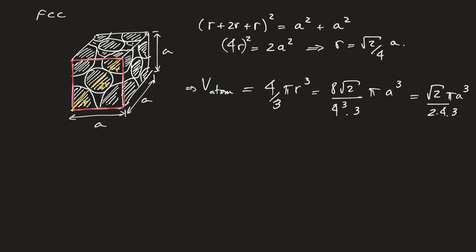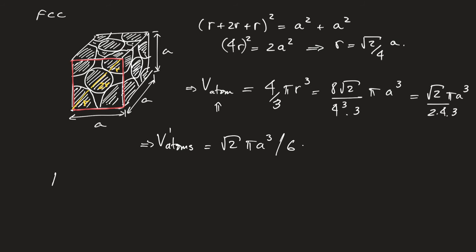It turns out that this is the volume for a single atom, but as we saw before, in a FCC structure there are 4 atoms per unit cell. Therefore we multiply this volume by 4, and we end up with the volume of atoms prime, just to differentiate the volumes. This now means all the atoms in this unit cell will be square root of 2 pi a to the power of 3 over 6.